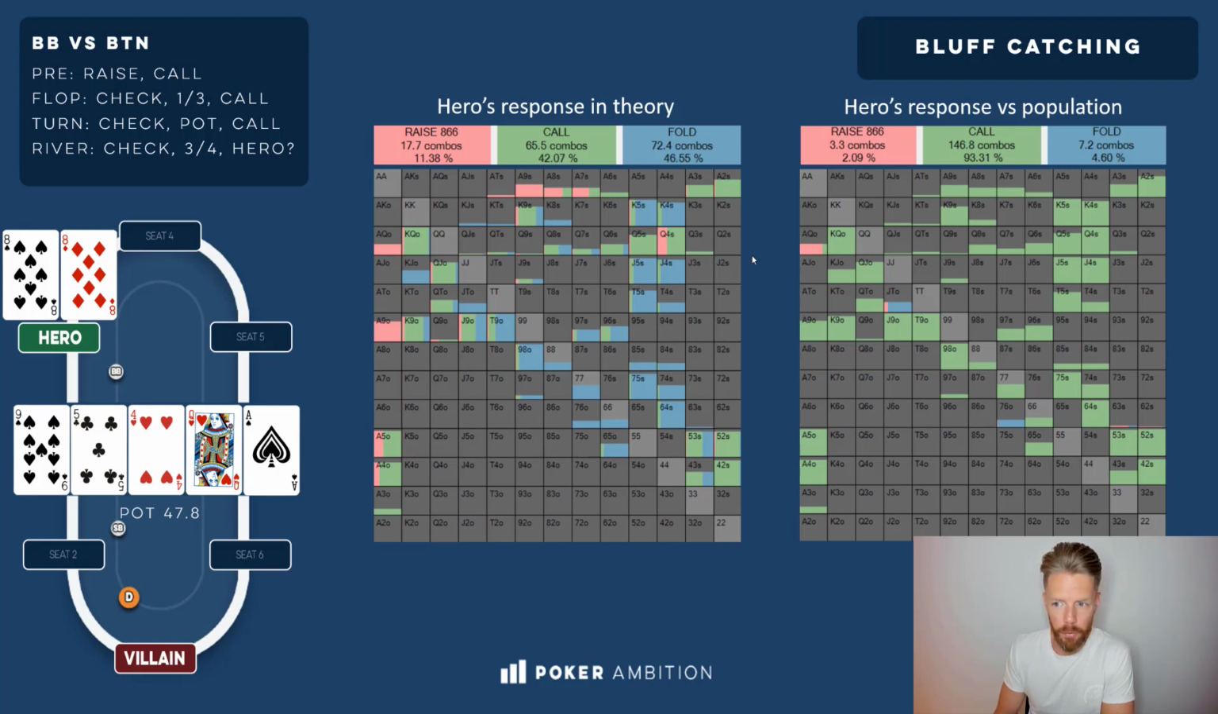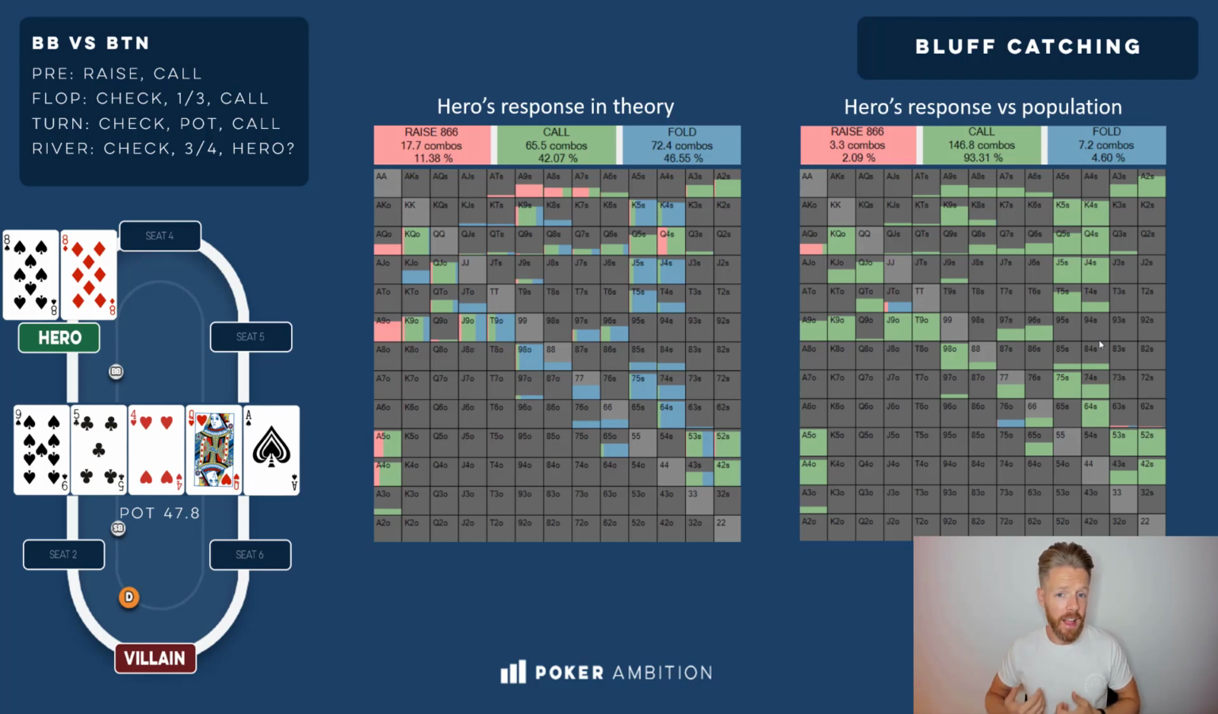Theory, 46% folds. Practice, 4% folds. Okay, so basically we never fold. If we now look at pocket eights, which was clearly a fold, it's now clearly a call. But then again, everything becomes a call. And this is something that happens in practice quite often.